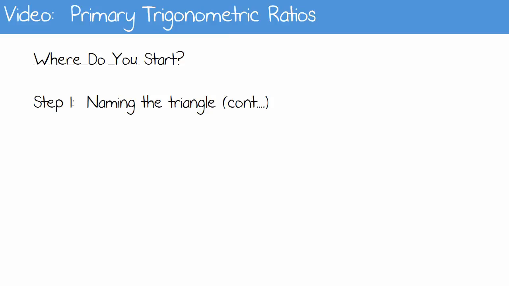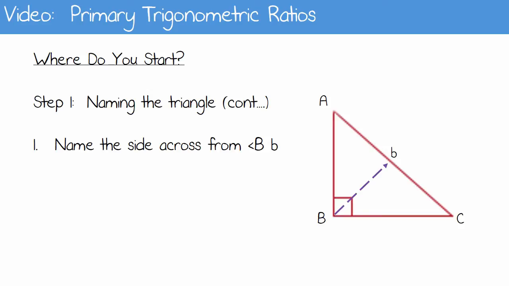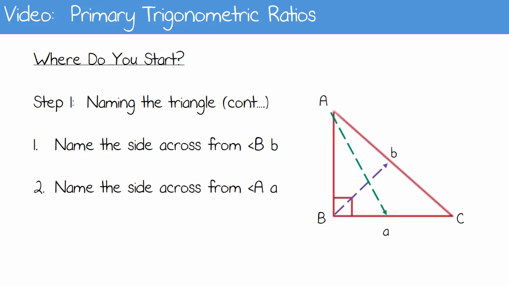Now that you've named the angles, or the vertices, or the corners, we're going to name the sides. To do this, you're going to draw a line across from the angle and use the lowercase angle name for the side name. For example, name the side across from angle B, little b. Name the side across from angle A, little a. Name the side across from angle C, little c.